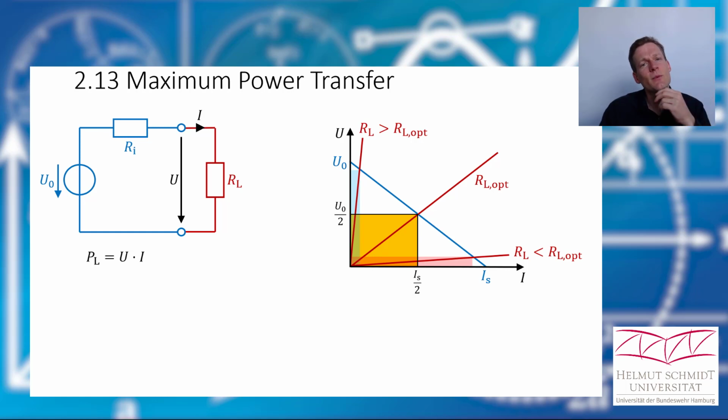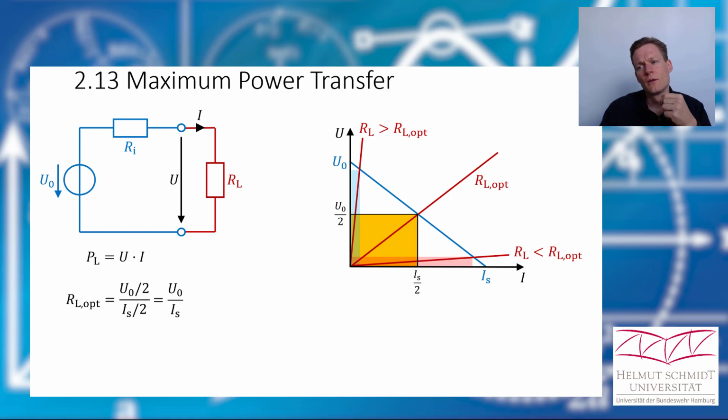It's quite easy. We can calculate it with Ohm's law, because we see when we have the voltage drop of U0 half, the current IS half flows. Therefore, we can use Ohm's law. And you see we get rid of the divided by half in numerator and denominator. So it's just U0 divided by IS.